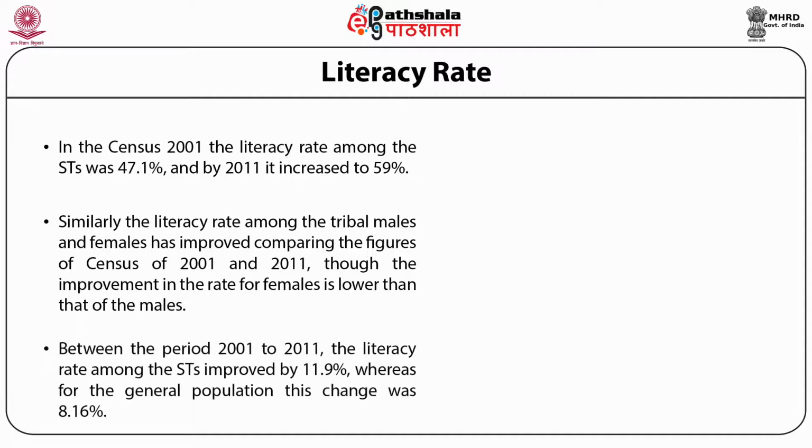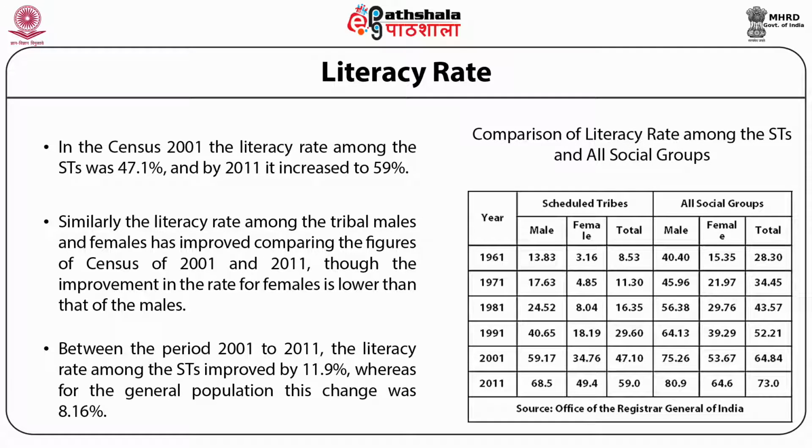Between the period 2001 to 2011, the literacy rate among the scheduled tribes improved by 11.9%, whereas for the general population this change was 8.16%. This can further be understood by this table, in which the literacy rate for tribes and all social groups is given for the census of 1961, 1971, 1981, 1991, 2001 and 2011. A gradual increment can be witnessed in this table, which was taken from the Office of the Registrar General of India.